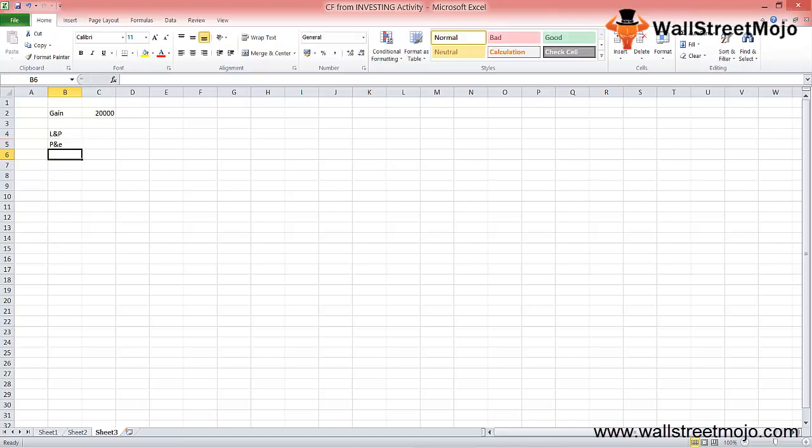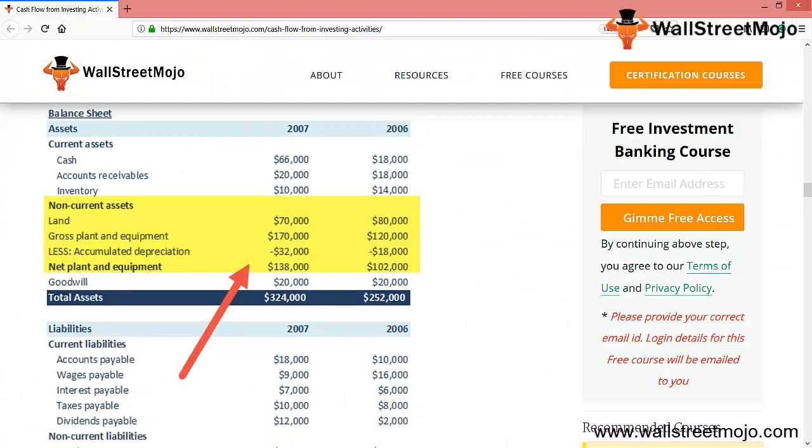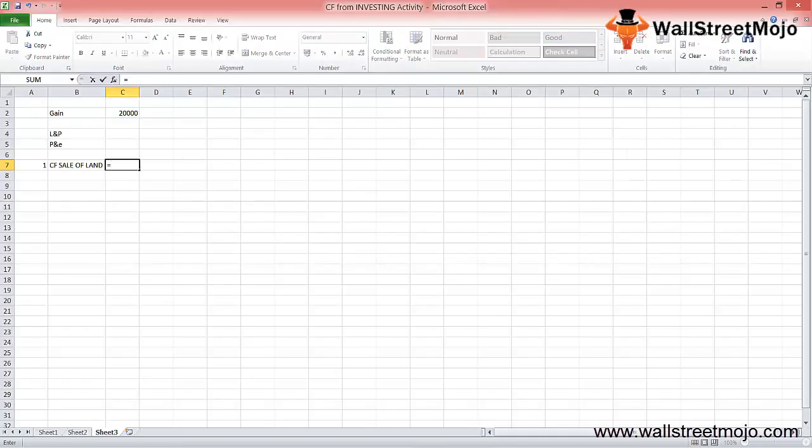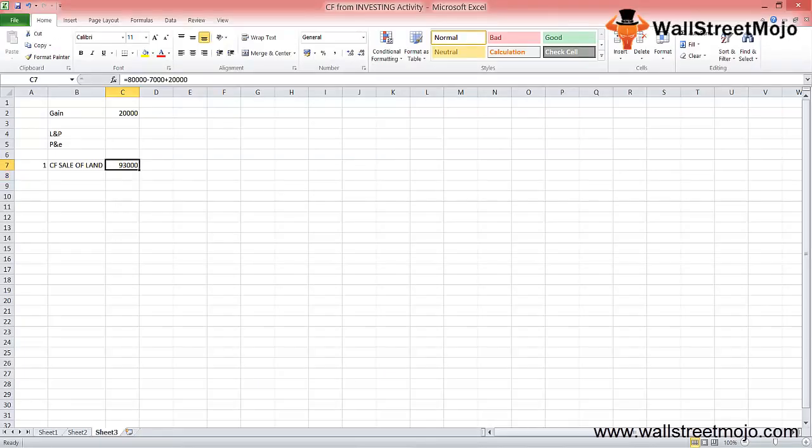Got it. So the first one is the cash flow from the sale of land. When we talk about cash flow from the sale of land, first there will be a decrease in the land, then the gain from the sale of the assets. So from this data, as you can see, 80,000 less 70,000, and then you'll be adding any gain, if any, which was 20,000, which we just discussed. Gain from the sale is 20,000. So that will be the cash flow from the sale of the land.